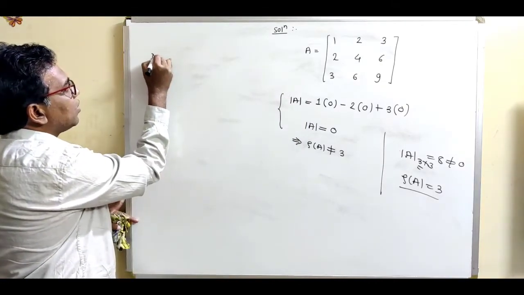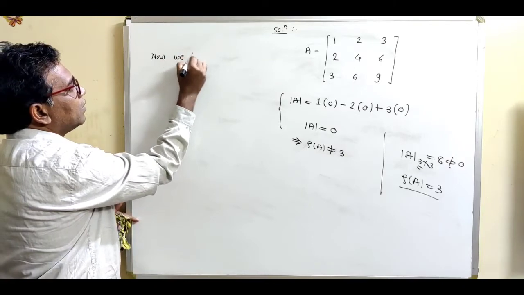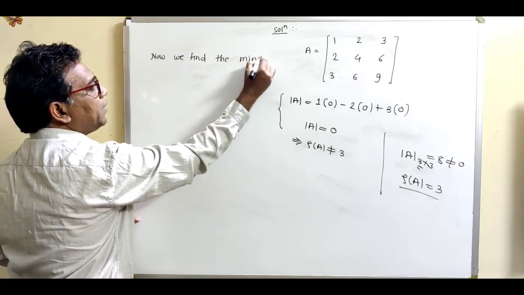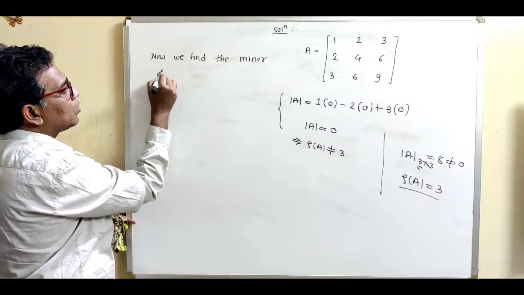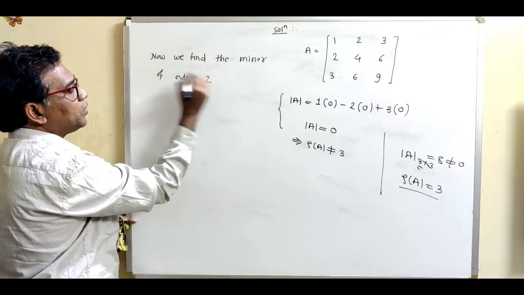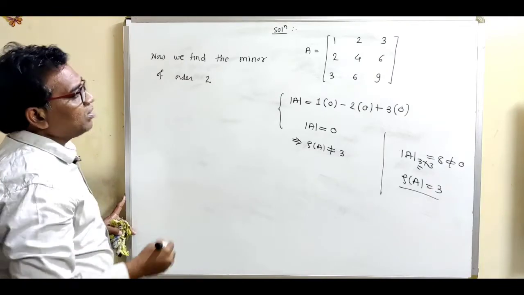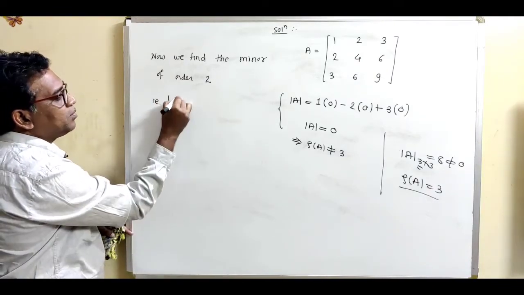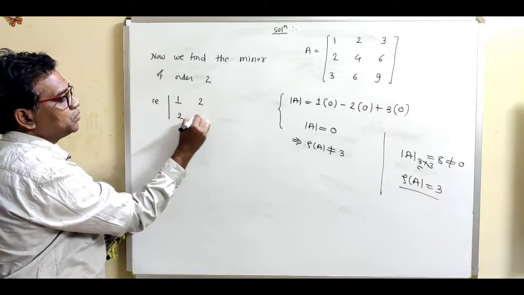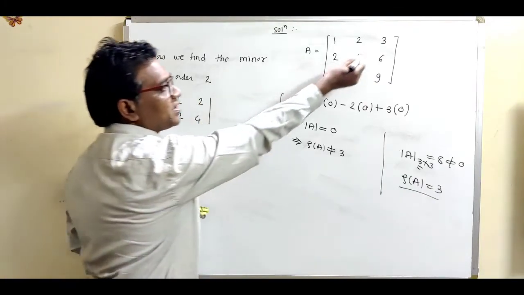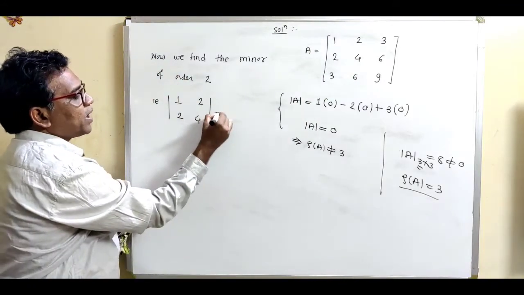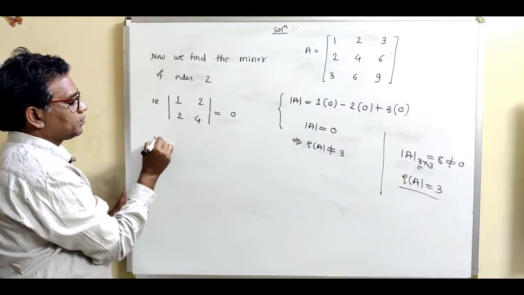So right here, now we find the determinant or minor of order 2. Let us find out all the determinants of order 2. This is the first determinant: 1, 2, 2, 4. So 4 minus 4, this is equal to 0.